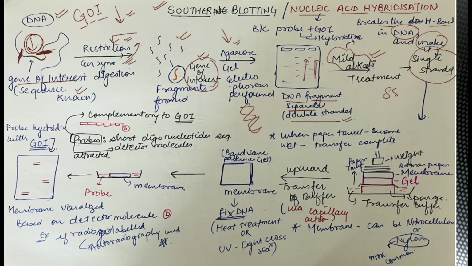Now we have our single stranded DNA, and then this particular complete setup is prepared. What this setup is all about, I have told you in the previous slide as well. We have our buffer, we have our gel, then we have our membrane, then we have our Whatman paper, and finally the weight. This is what the complete setup is. It is completely known as a paper tower onto which our complete mechanism would work. Now this membrane could either be nitrocellulose or nylon.